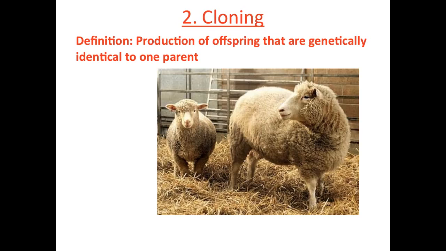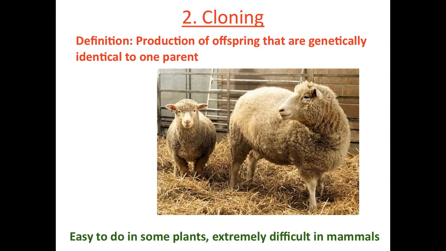In mammals and in other complex multicellular organisms, cloning is not the norm. Normally, we have what's called sexual reproduction, where the offspring are a mix of the two parents. So cloning in mammals is extremely, extremely, extremely difficult.